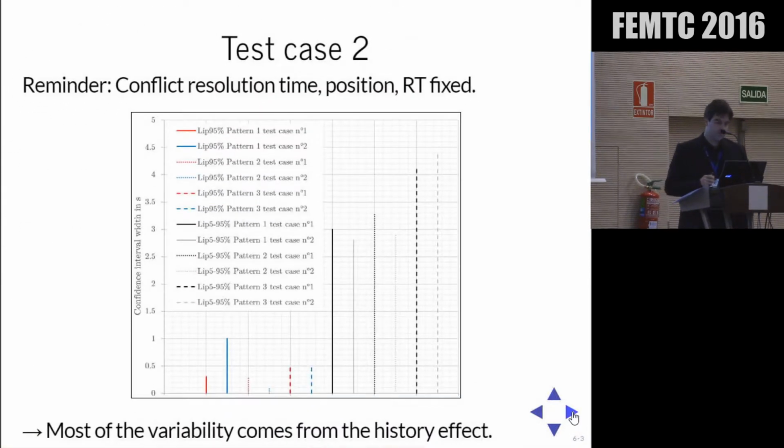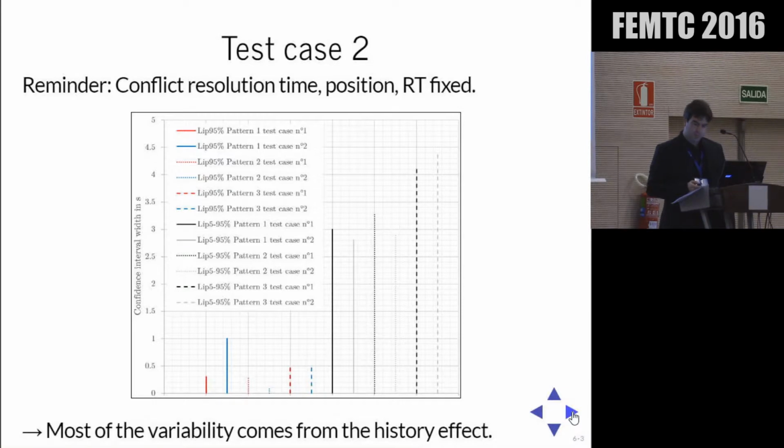Thus, this figure compares the results of test case number 2 and number 1. As a reminder, the difference between test case number 2 and number 1 is on the conflict resolution time. It is fixed for the second one and variable for the first one. By convention, the case with the smallest number is the left part of a couple, and there is one couple for each pattern, 1, 2, 3. And for two results, LIP 95% and LIP 95%. The observations are the following.